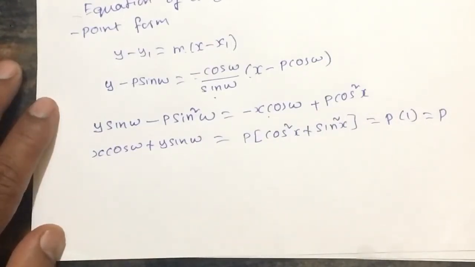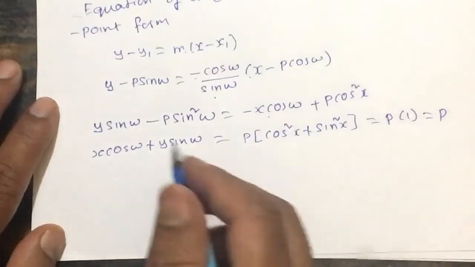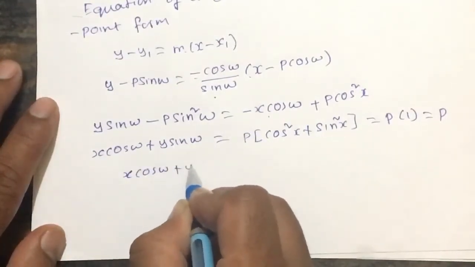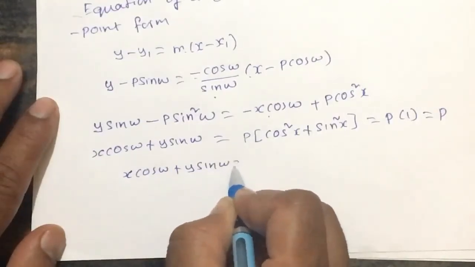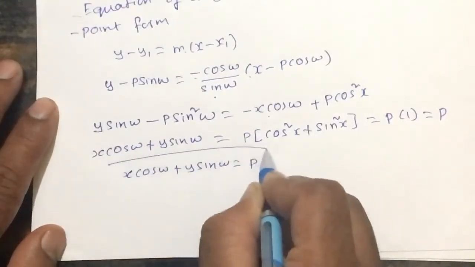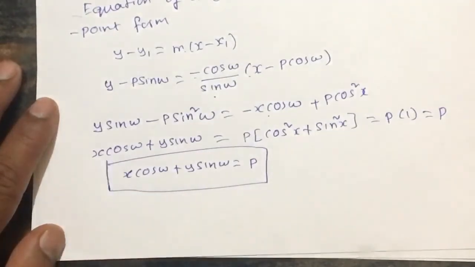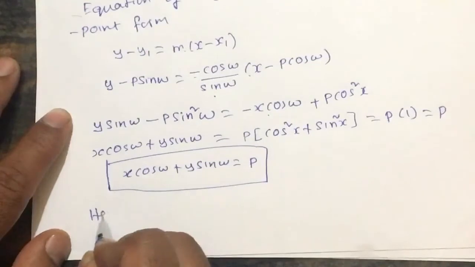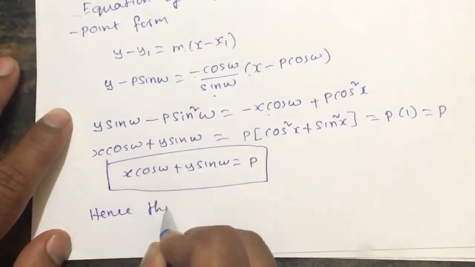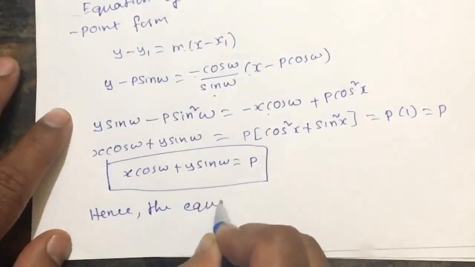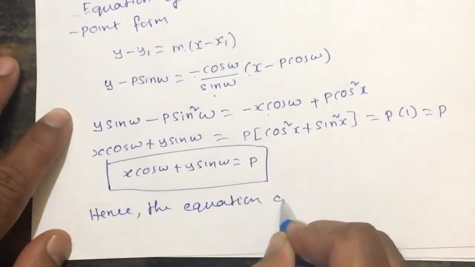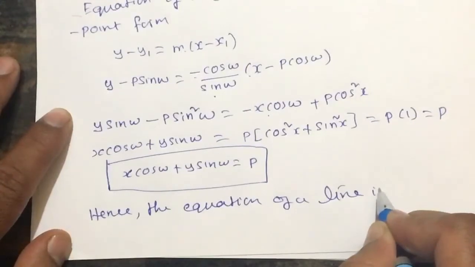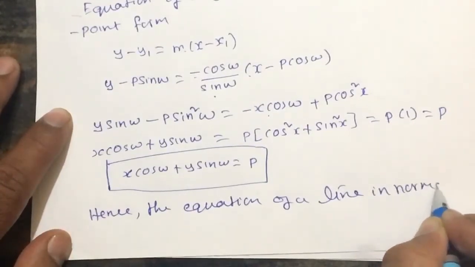Therefore we have the derivation here, that is x cos omega plus y sin omega is equal to p. Hence, the equation of a line in normal form.